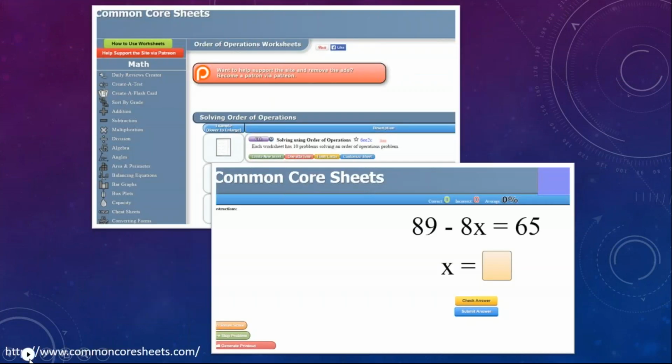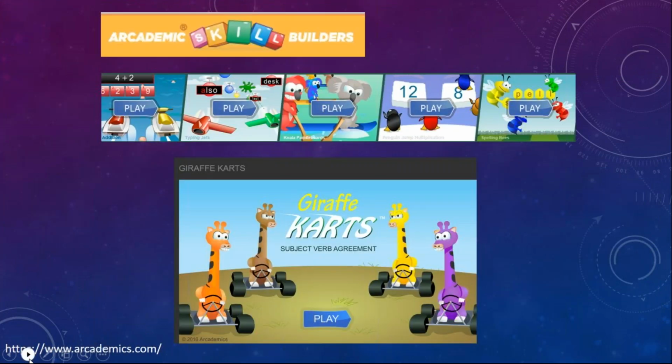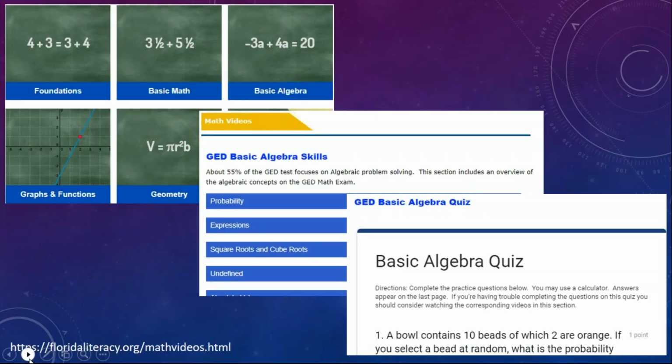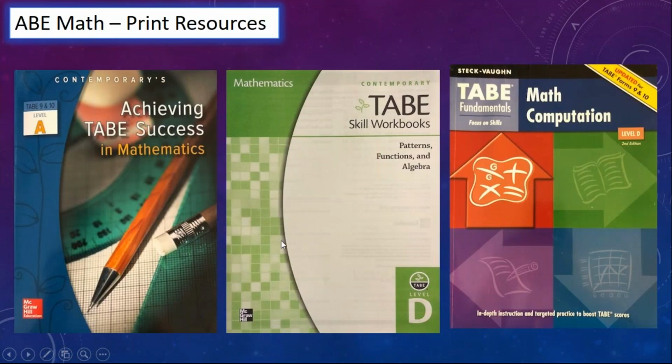Okay, so we talked about these different web resources. I'm going to talk briefly about these print resources. I don't know if all of you have the ability to purchase through whatever organization you're working with, but I work with a lot of adult ed and GED teachers, and these are some of the favorites.